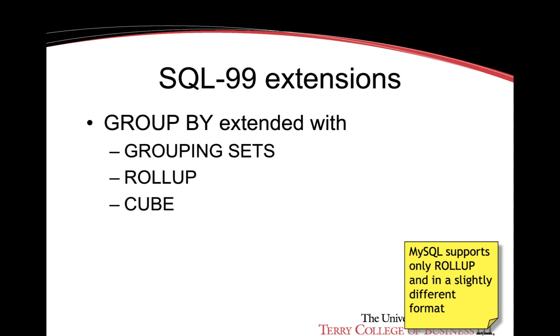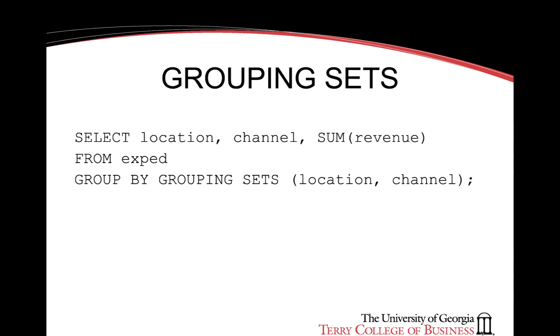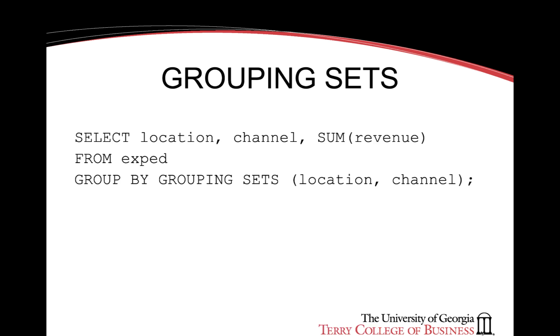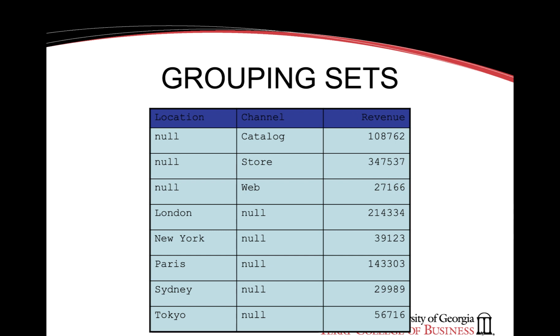MySQL, however, only supports rollup and in a slightly different form. Other database technologies might support all three, but MySQL only supports rollup. For instance, if one wants to use the grouping sets clause, here is how one might establish grouping sets. And so, using the grouping sets, in this case by location and channel, allows the result of the SQL to give total revenue based on location and channel. 3 unique channels, 5 unique locations, and summarizing the revenue based on locations and channels.